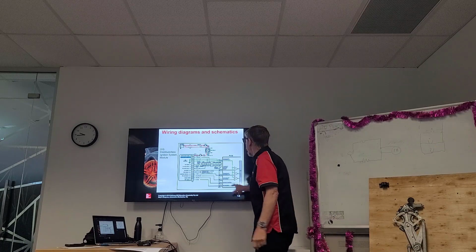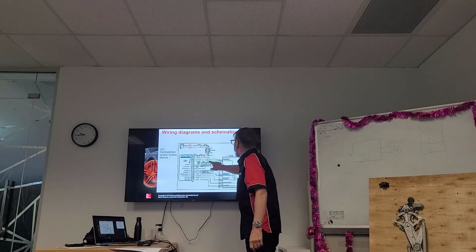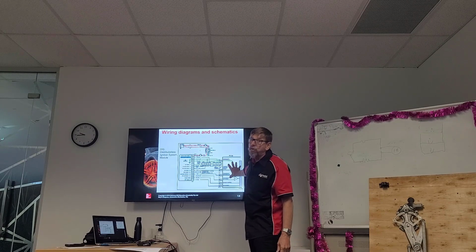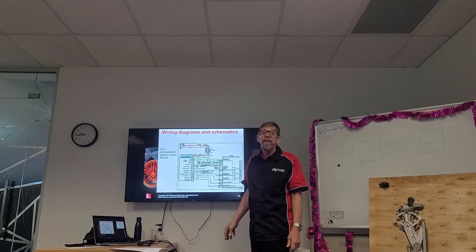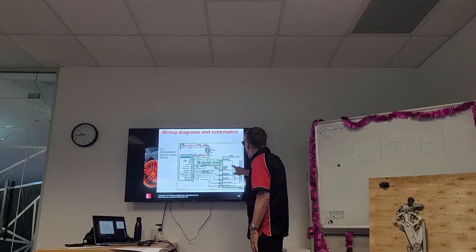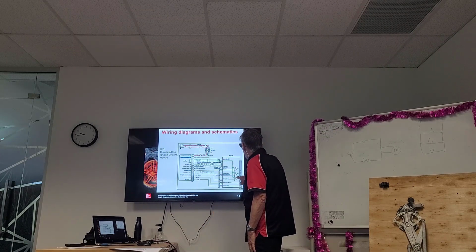So now I can see my earth. I can draw my earth, and you can see here, this is in the computer, the power control module. The power control module has a ground circuit, and we have a crankshaft signal.